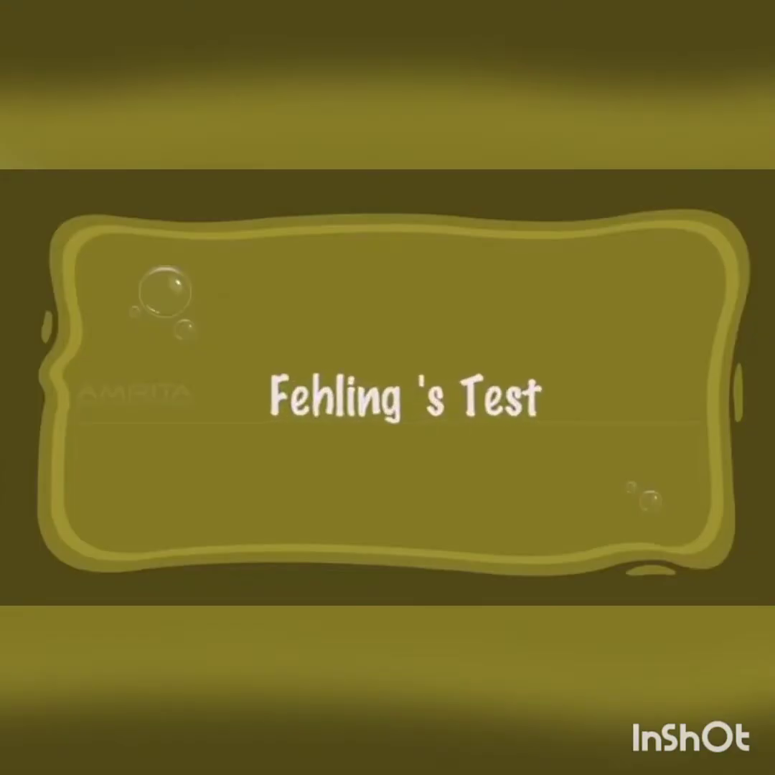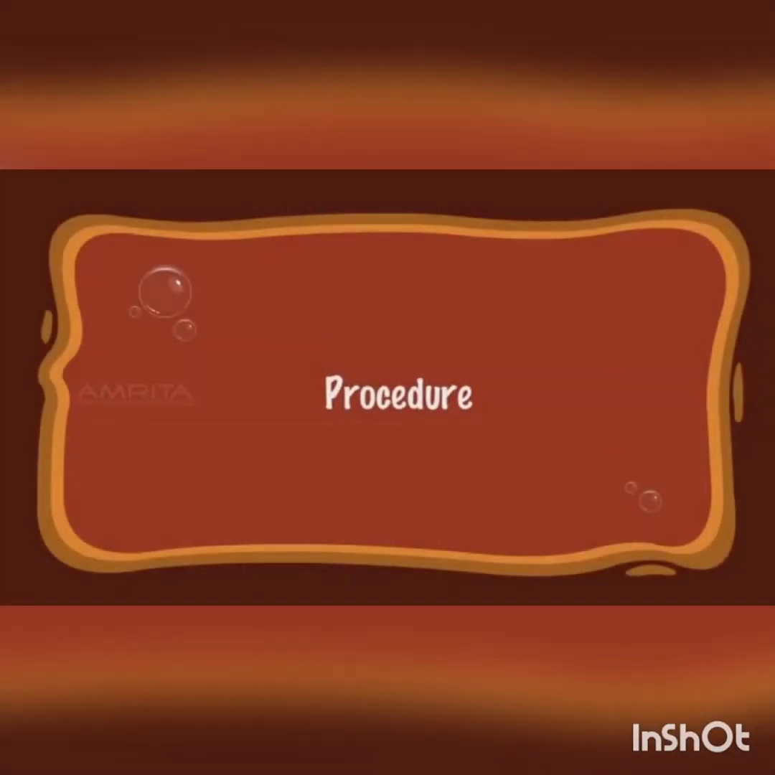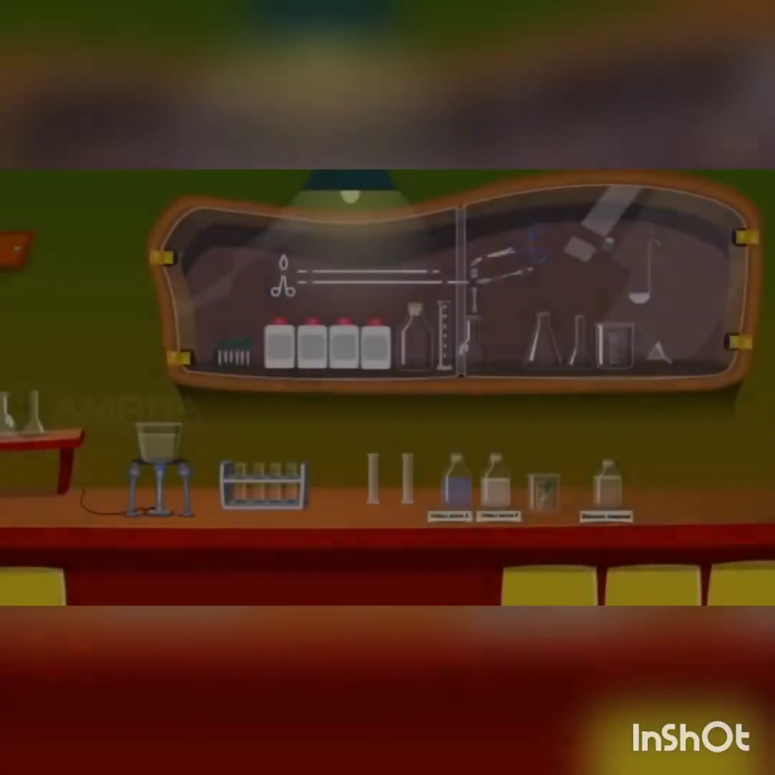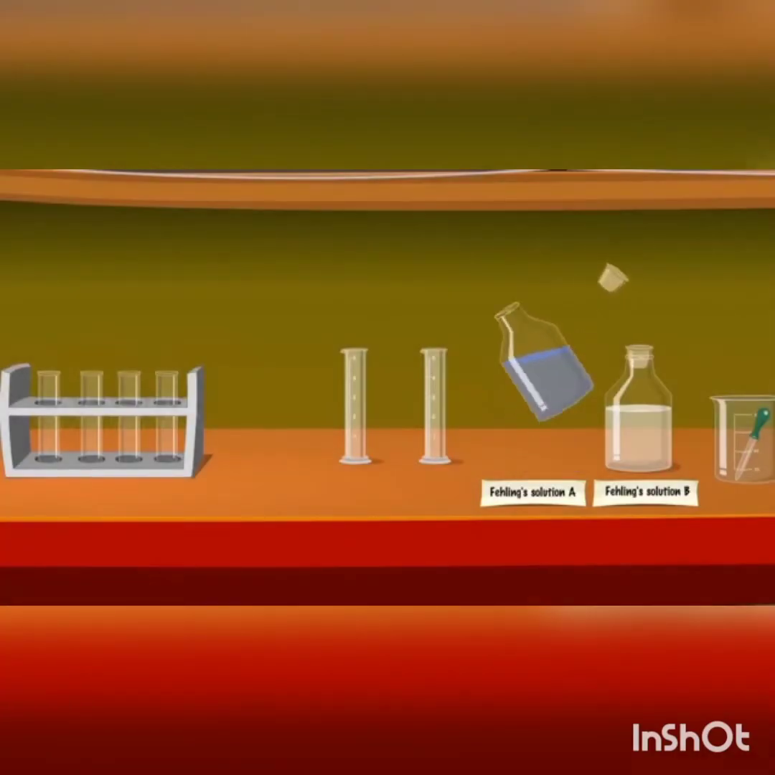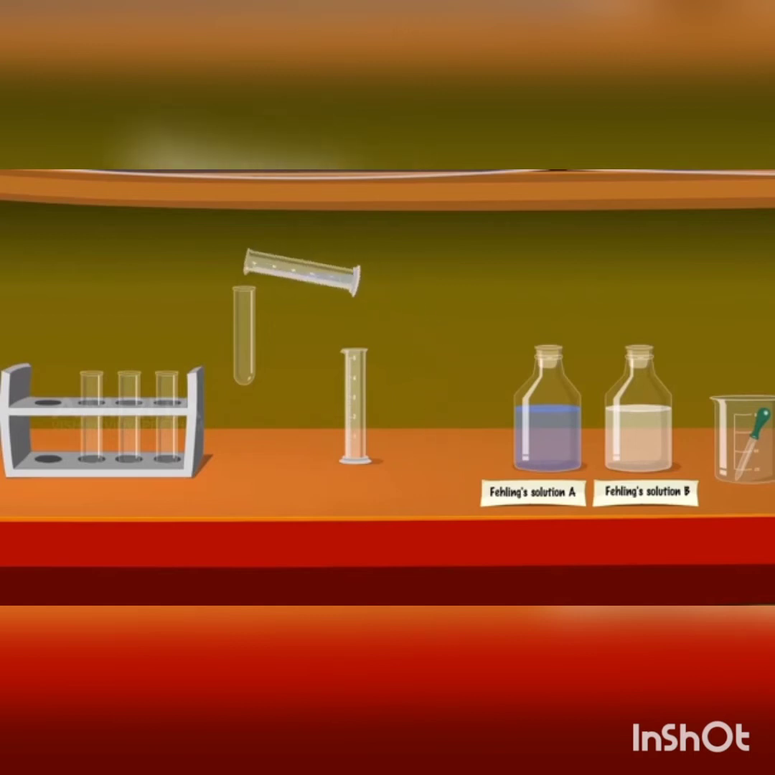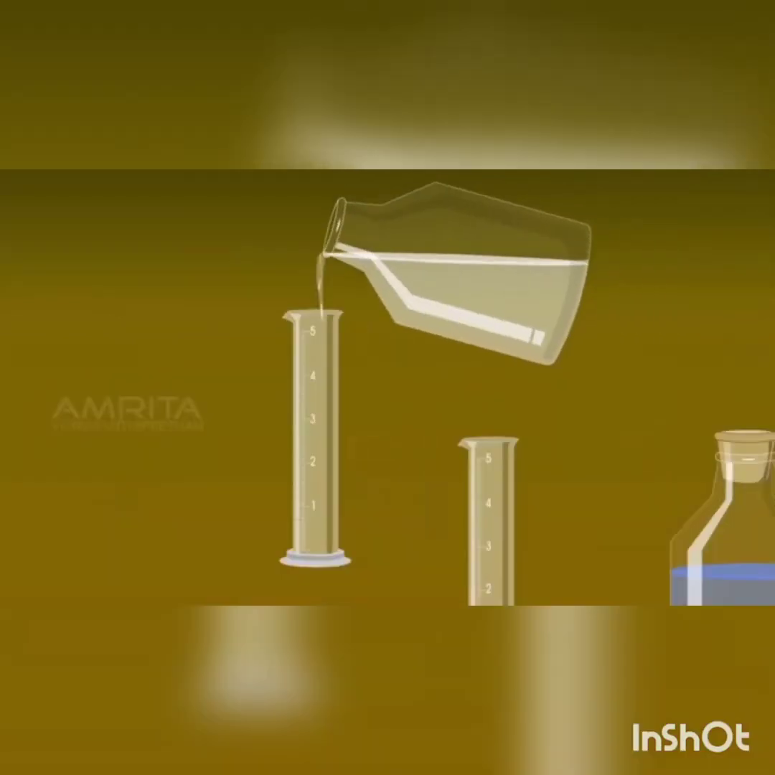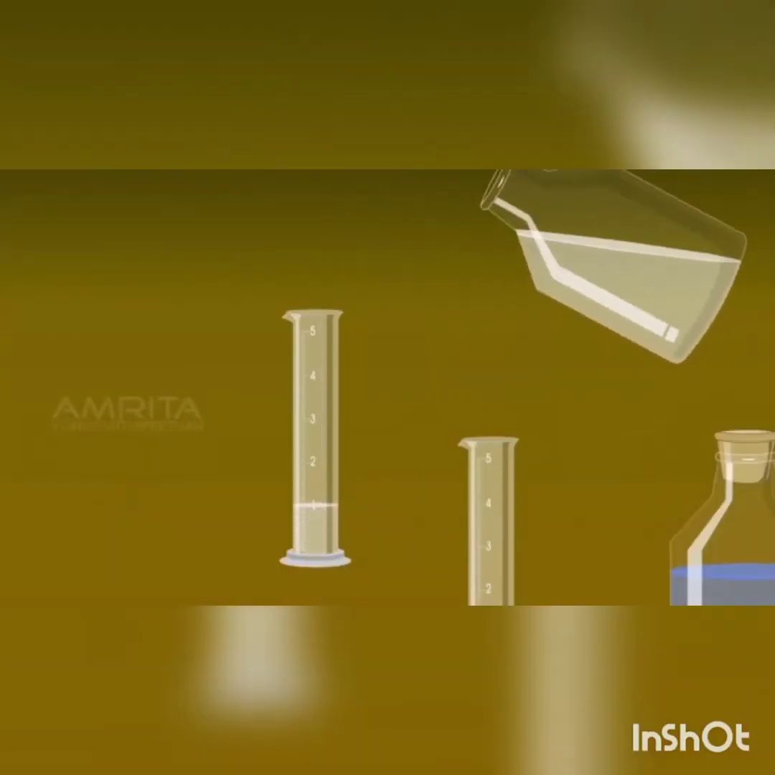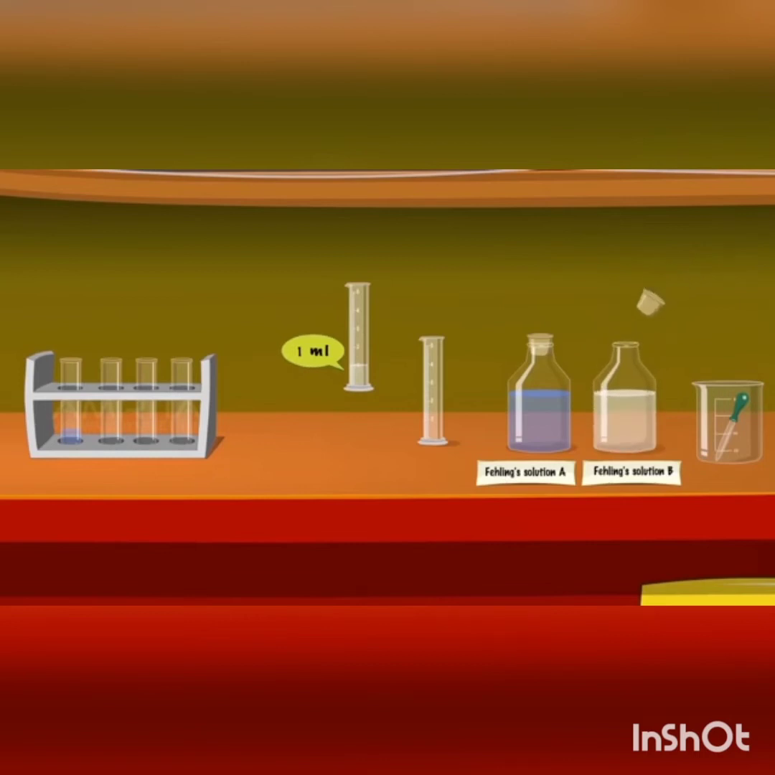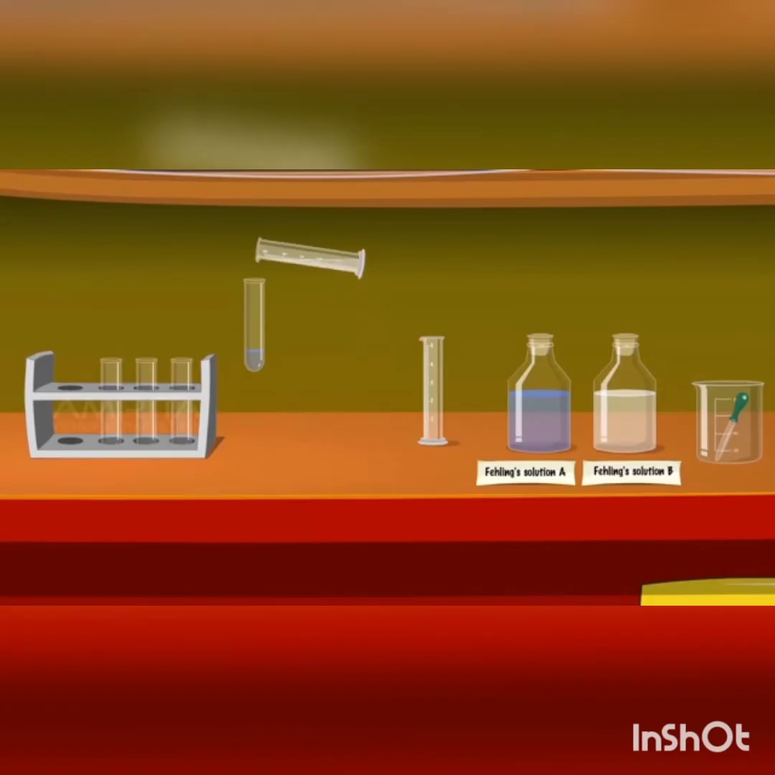Fehling's test. Procedure. Take 1 ml of Fehling's solution A in a measuring jar. Pour it into the test tube. Take 1 ml of Fehling's solution B in a measuring jar. Add it to the test tube.